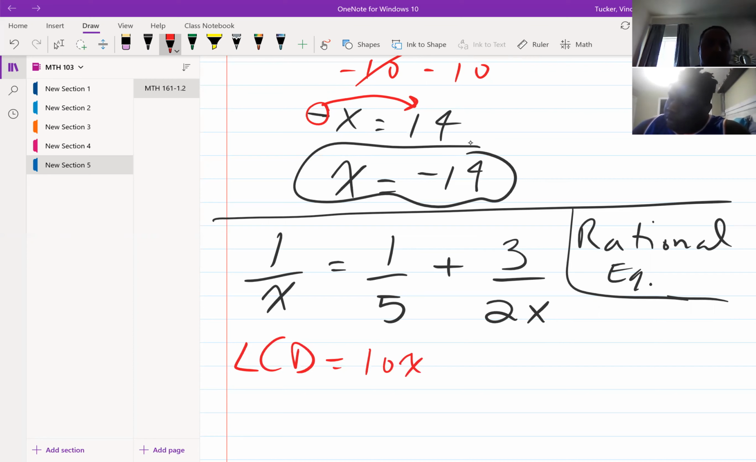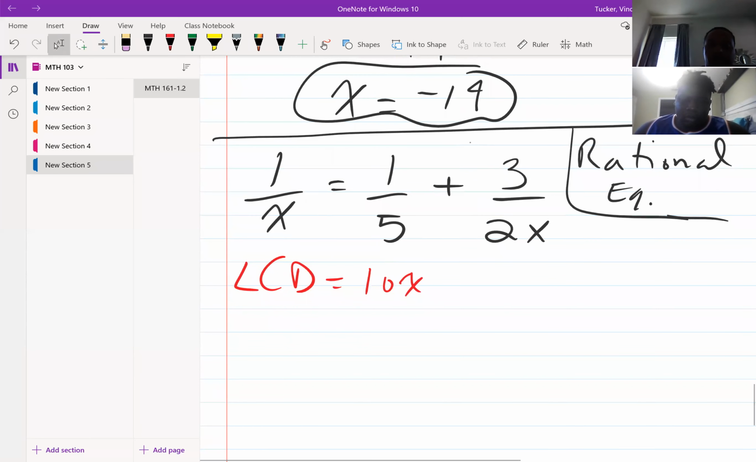All right, so x, 5, and 2x, the smallest number that each one of those denominators can divide into evenly, or the smallest term, I should say, would be 10x. You got 5 times 2, which is 10, and then that 1x would take care of the x that would be in the denominators. So when I look at a 10x, I'm going to multiply it to each numerator now.